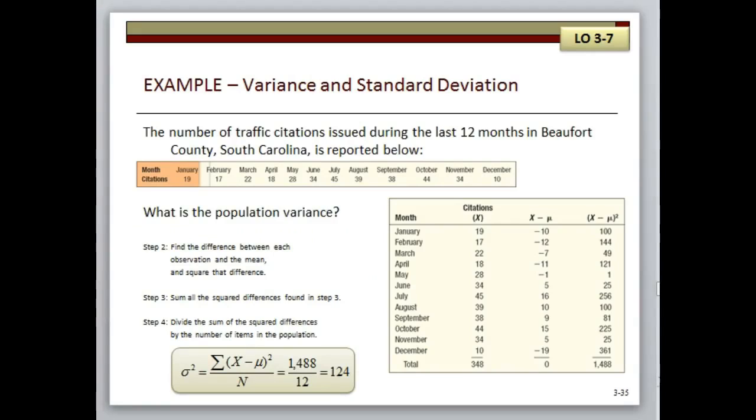We refer back to the number of traffic citations in Beaufort County, South Carolina, introduced in an earlier slide. After finding the mean number of traffic citations, which we found as 29, this value is subtracted from each of the monthly observed values. Then each of the 12 differences are squared, summed up, and the sum of 1,488 is divided by the number of observations, 12. The resulting value of 124 is known as the population variance.